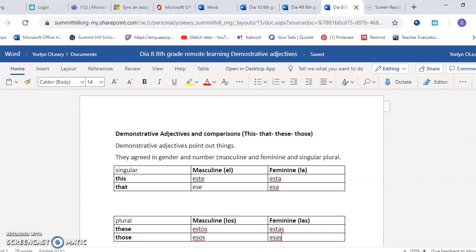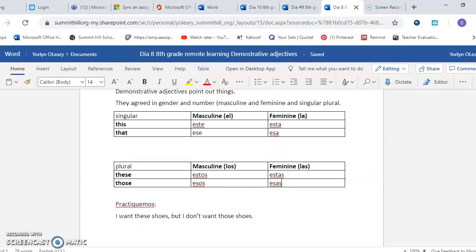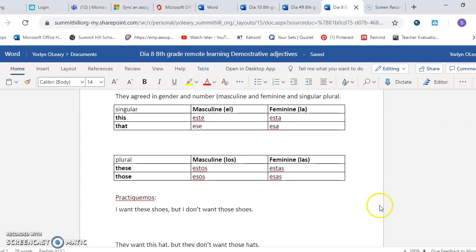I'm going to show you a couple examples right in here. So, let's keep that in here, and I'm going to write right in here. Here's an example, and this is how your activity for today will be. Make sure you take notes of these charts that you have in here. If you want to say, I want these shoes, but I don't want those shoes, I need to say yo.